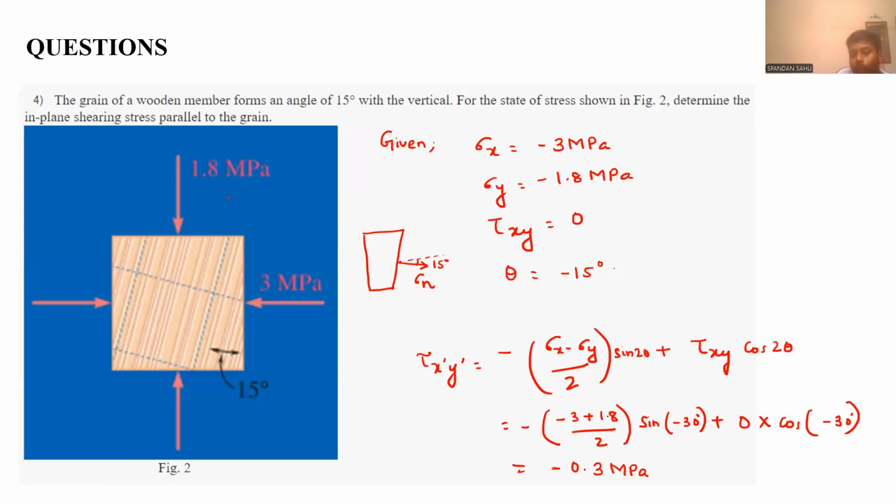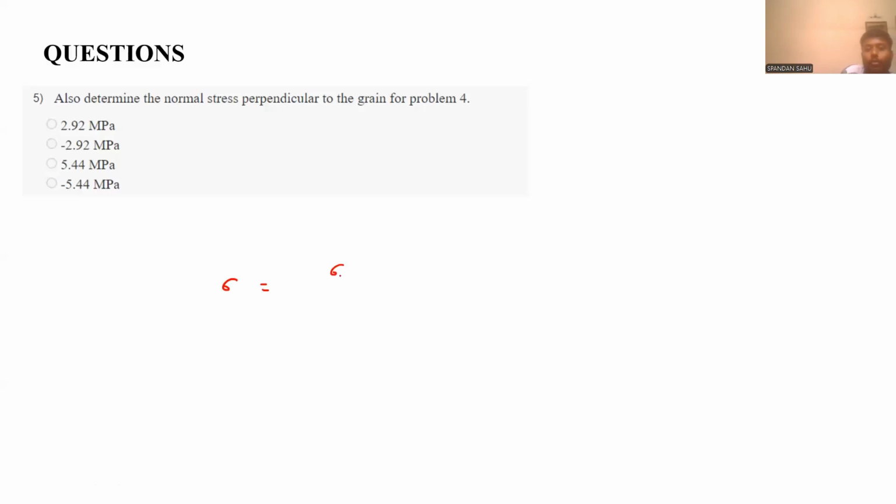Yes, because in this one, the sign minus sin theta is minus, and then in the bracket 2 is minus, before there's minus in front here. So this should be minus 0.3 MPa. Minus represents compressive stress. So now we are calculating this normal stress.